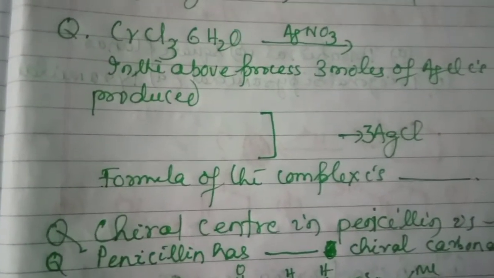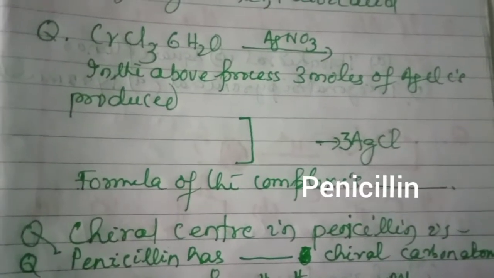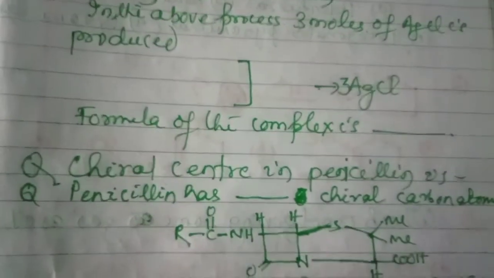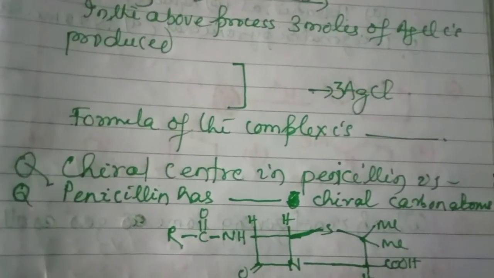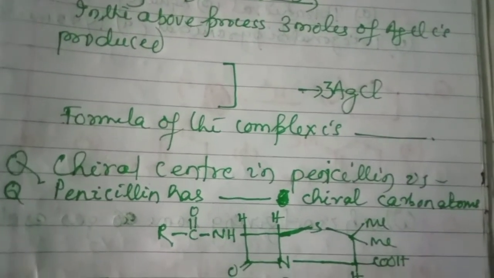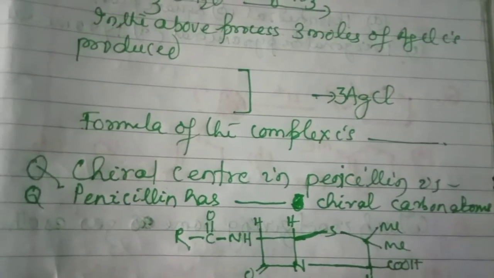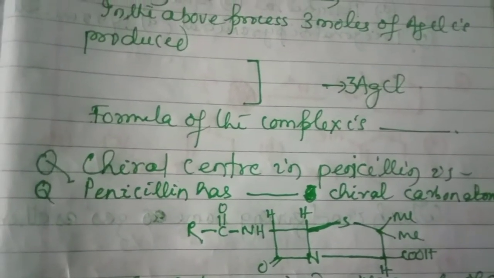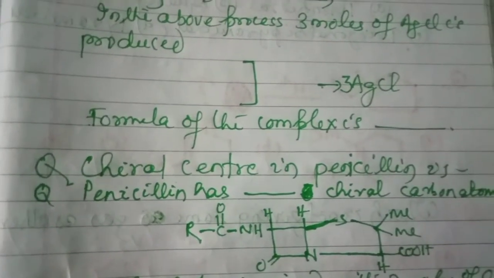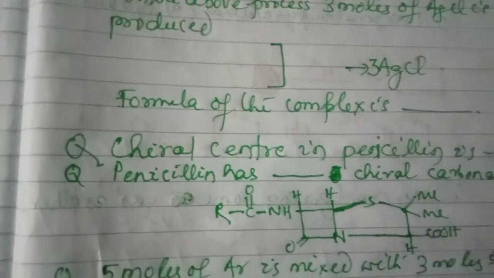Next, chiral centers in penicillin. As penicillin has 3 chiral carbon atoms, you see the structure. You see this carbon, and this carbon are chiral centers because those carbon atoms are connected to 4 different groups. So it has 3 chiral centers of carbon atoms.